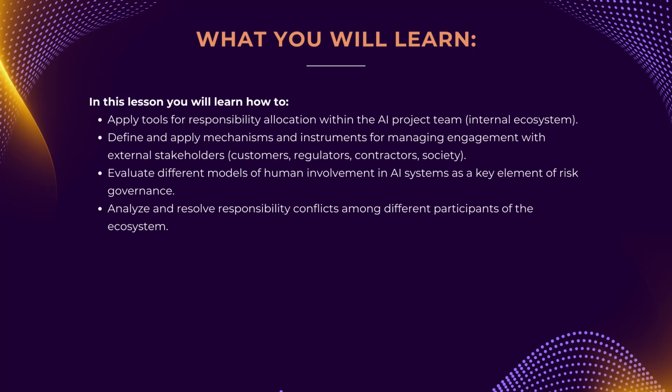This lesson is a direct action guide. We will divide it into two major parts: governance of the internal ecosystem, how to distribute roles and responsibilities within the teams that develop, operate, and manage the AI project. And governance of the external ecosystem, how to organize our work with customers, regulators, suppliers, and society at large. The practical outcome of our work will be an understanding of how to complete the key sections of the AI System Passport, the principal document at this stage.